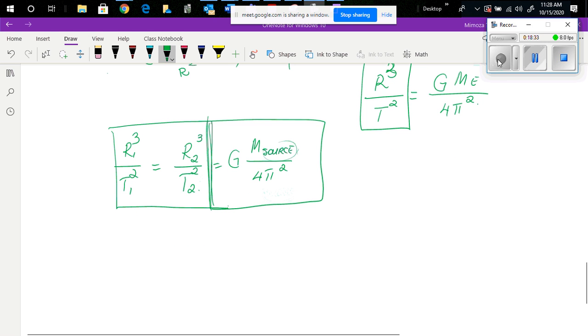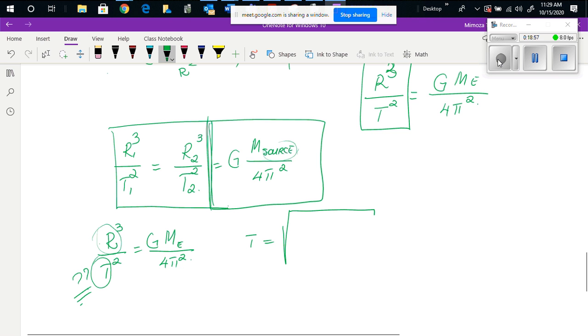So in our case, we will have R cubed over T squared is equal to capital G, mass of the Earth, over 4 pi squared. And we are looking for the period. So then the period will be the square root of R cubed 4 pi squared over G, mass of the Earth.